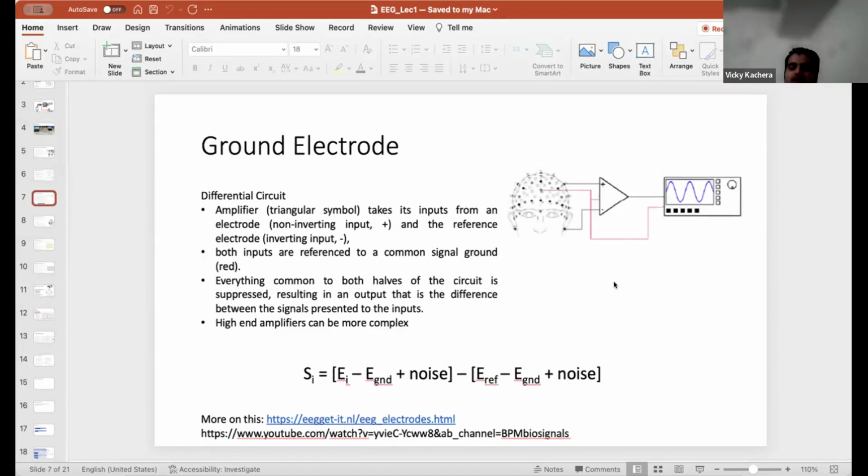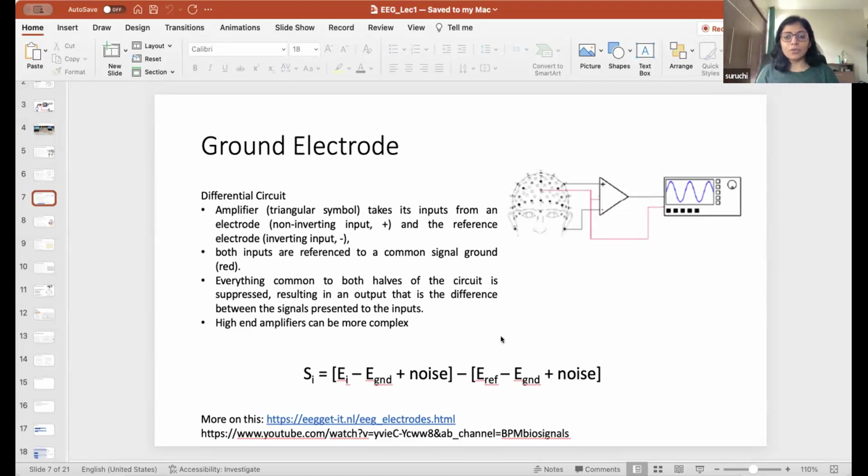Generally, the ground in an electric socket is to prevent ourselves from shocks. So here we do it for several reasons. It is good for safety, so that's also why we do it. But there is another reason: it suppresses noise better. We have both reference and ground. The ground is generally at Cz, in the middle here.